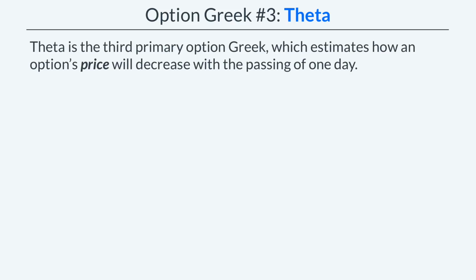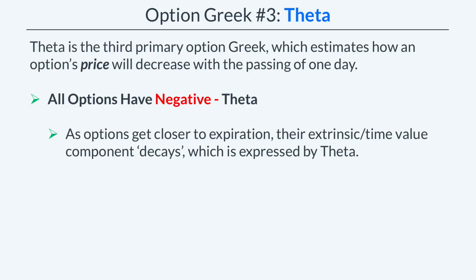The third primary Greek, and perhaps the simplest Greek to understand, is theta. So theta estimates how much an option's price will decrease with the passing of one day. Now, all options have negative theta values, and that's because as options get closer to their respective expiration dates, their extrinsic or time value component decays, which is expressed by theta.